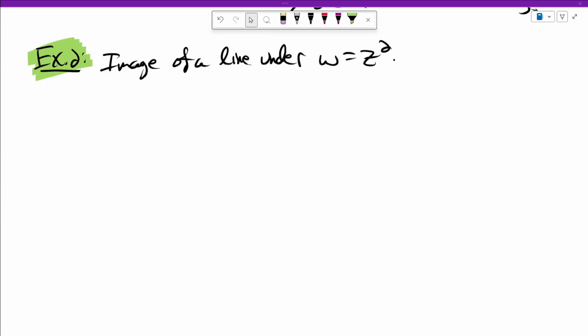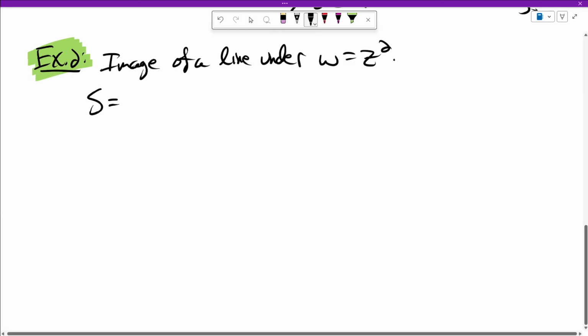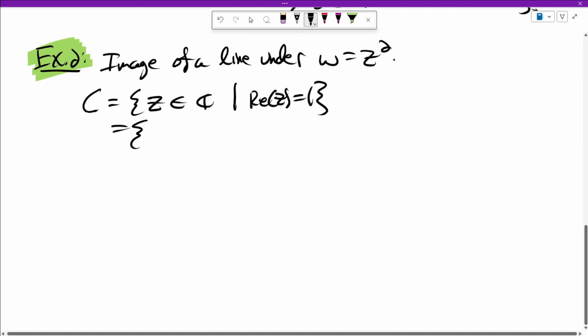All right, in our second example, we're going to look at what happens to a line under the z-squared function. So in particular, our set S in this case is going to be a line, or actually we'll use C because it's one-dimensional, C for curve. And it's going to be the line x equals 1. So it's going to be the z's in C such that the real part of z is exactly 1. Or if you like, it's the collection of all 1 plus iy's, where y can be any real number. They both mean the same thing.